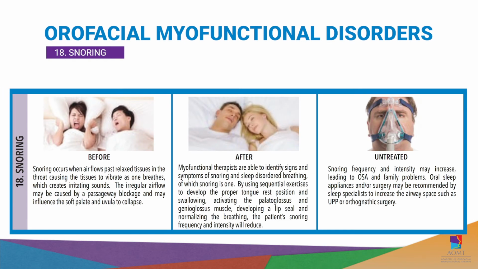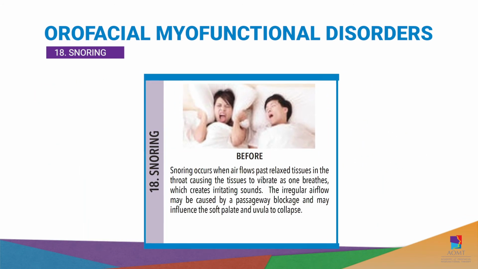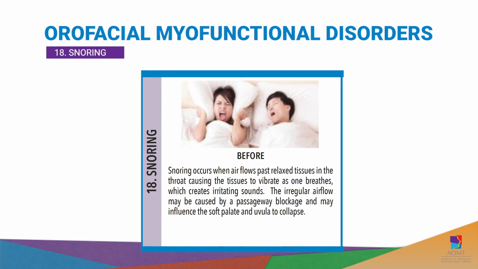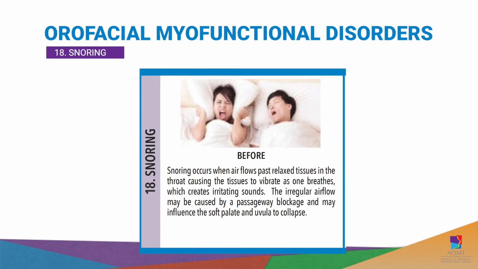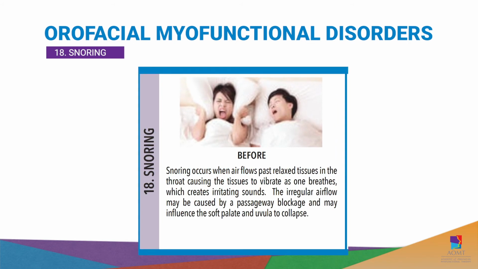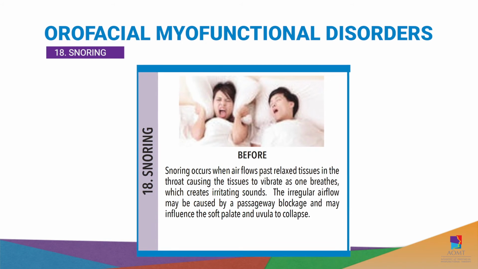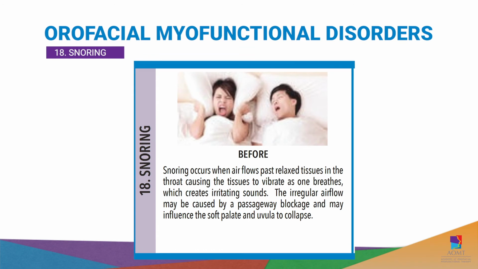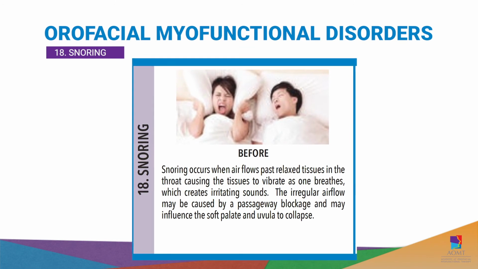18. Snoring. Snoring occurs when the air flows past relaxed tissues in the throat, causing the tissues to vibrate as one breathes, which creates irritating sounds. The irregular airflow may be caused by a passageway blockage and may influence the soft palate and uvula to collapse.